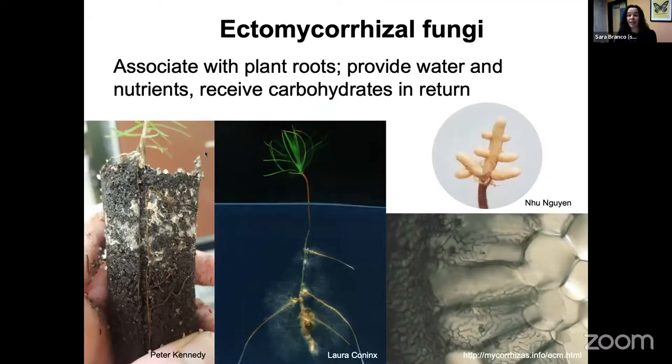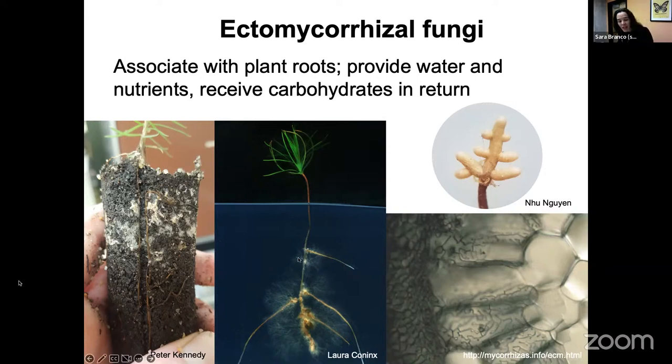And I've been focusing on ectomycorrhizal fungi for a while. Ectomycorrhizal fungi, as Jess just mentioned, are plant mutualists or plant symbionts. They associate with plant roots and provide water and nutrients and receive carbohydrates in return. I'm showing the same picture that Jess had, with a pine seedling growing in a greenhouse on a cone. What we have is the root system that is colonized by, in this case, a Suillus species. If we look at the same scenario, but instead of in soil, we grow the pine seedling in a petri dish to make it easier to see how the fungus grows.